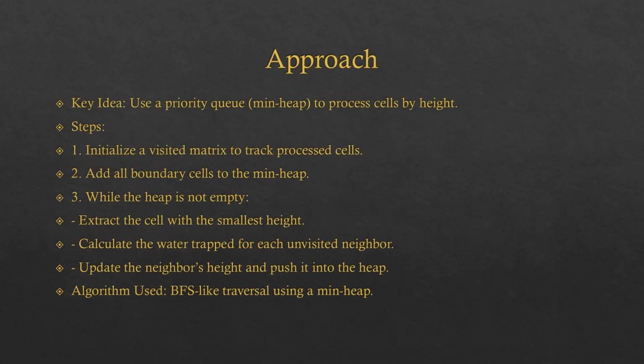The key idea behind our solution is to use a priority queue or min heap to process cells in increasing order of their heights. We begin by processing the boundary cells which form the limits for where water can be trapped. By comparing the heights of neighboring cells, we can calculate how much water can be trapped at each cell. This approach ensures we process the lowest boundary first and avoid unnecessary computations.